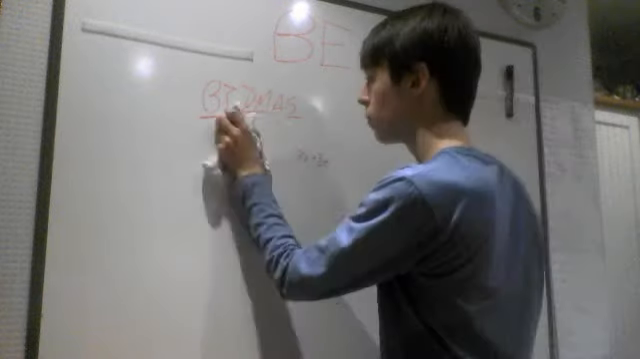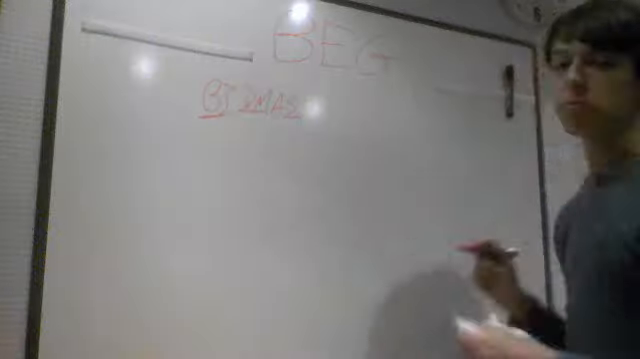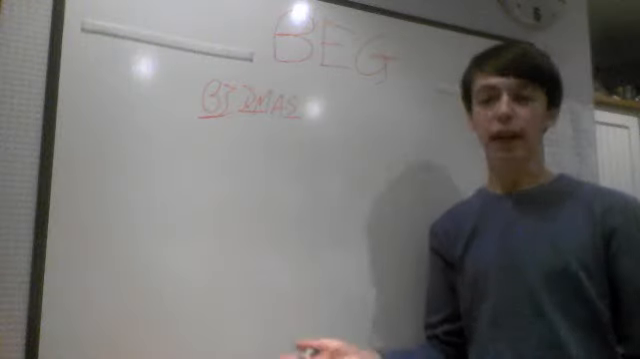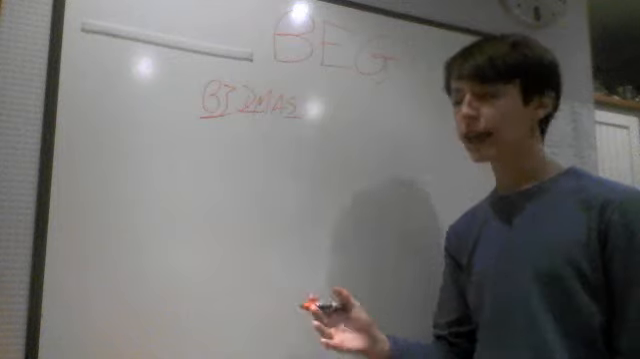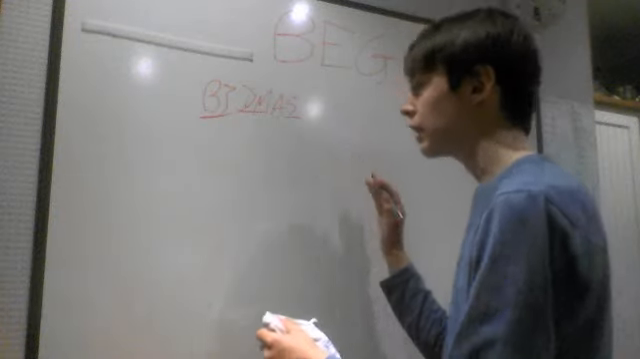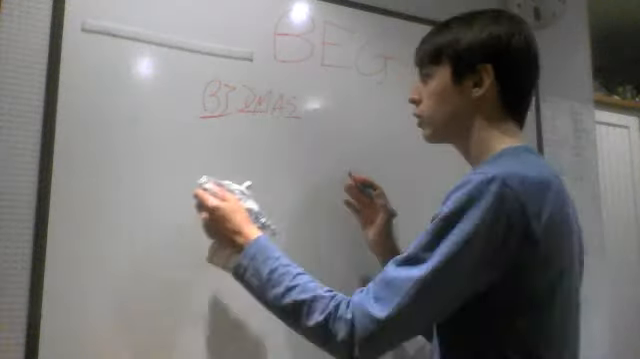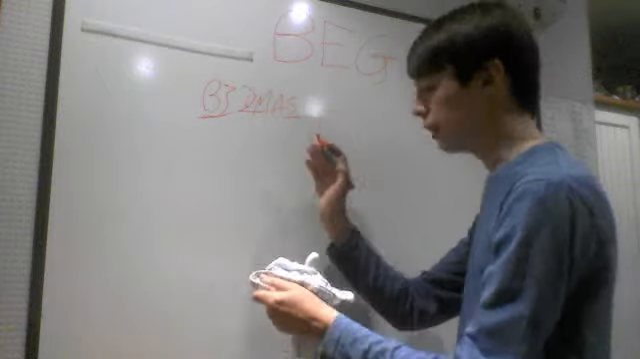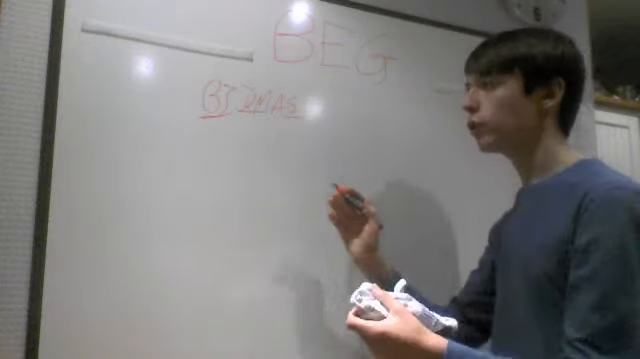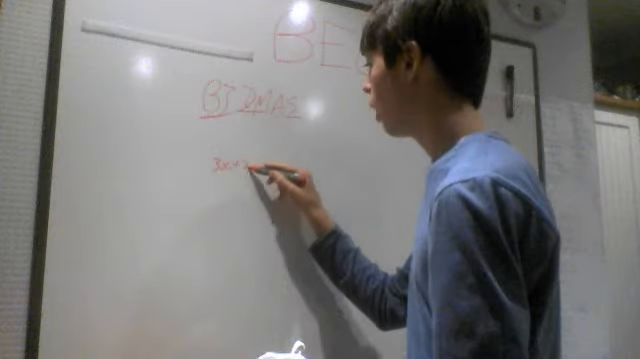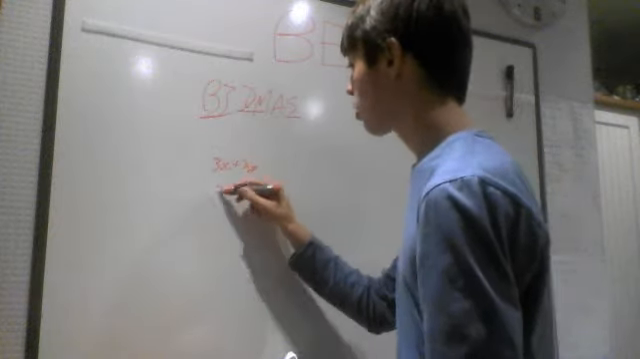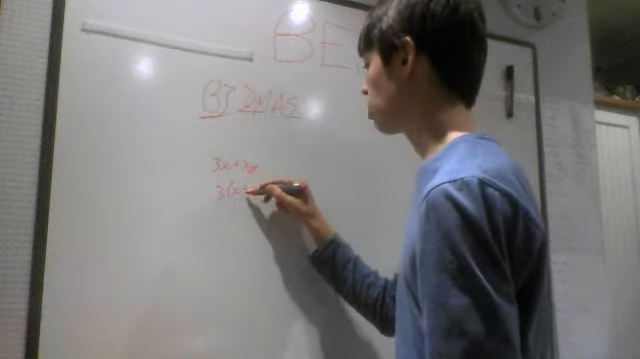Now, how exactly does this relate to factorising? Because factorising is all about taking a big long string of numbers and putting them into brackets. So, it's kind of like the opposite of BIDMAS, because you've got to take something like 3x plus 3y and turn it into 3 times the bracket x plus y.